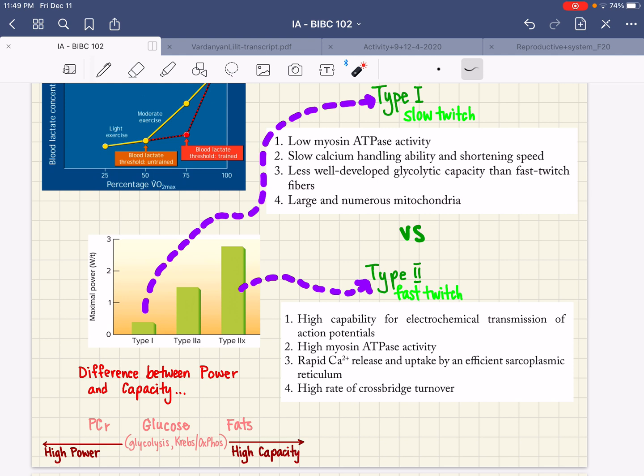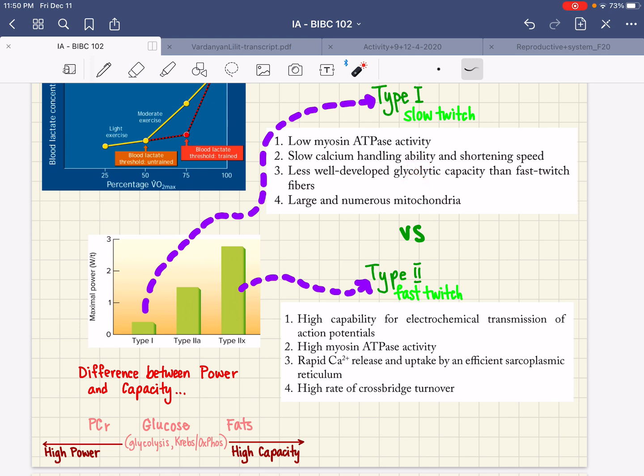Less well-developed glycolytic capacity than fast twitch fibers. And this makes sense also, right? We said that the glycolytic pathway is the faster pathway. It doesn't need oxygen. It is oxygen independent. So it makes sense that the muscle fibers that are slow twitch don't really need that many glycolytic pathways.